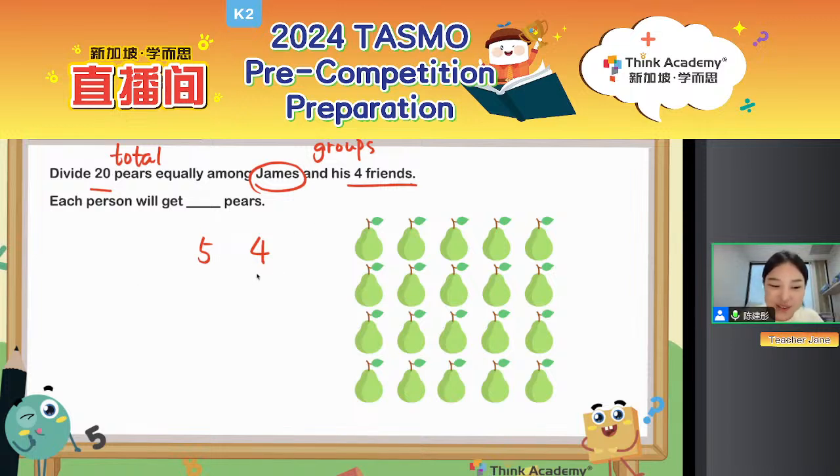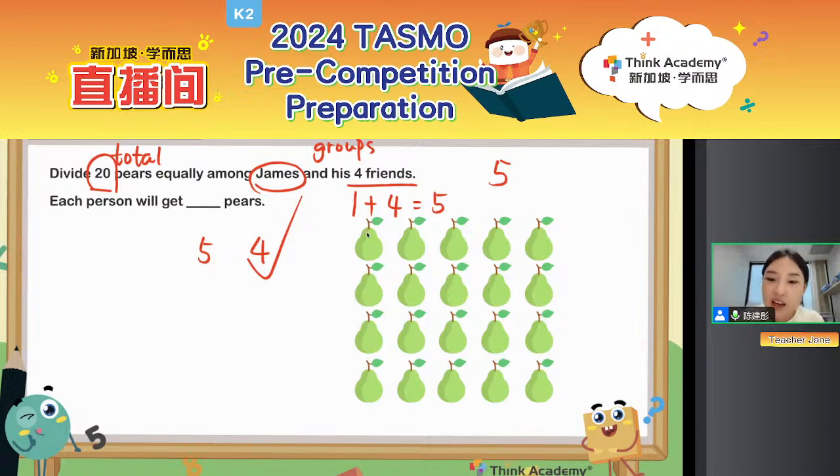Okay, let me tell you the final answer. That should be 5. Oh, no, that should be 4. Okay, everyone, that should be 4. This is because we divide 20 pairs among James and his 4 friends. So this time we need to share them into how many groups? 5 groups, right? Don't forget that James also wants to have a pair. So James himself and 4 friends. So we want to share them equally into 5 groups, right?